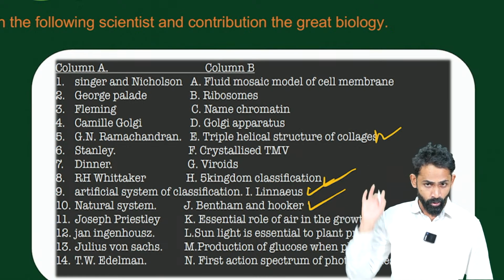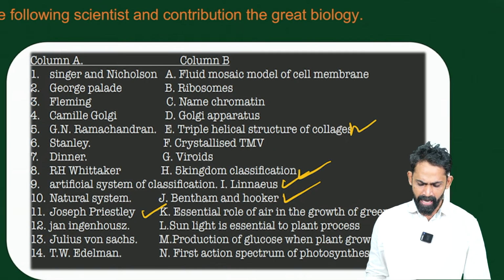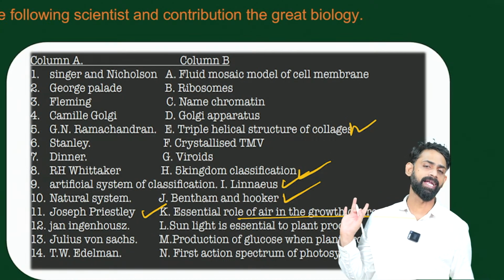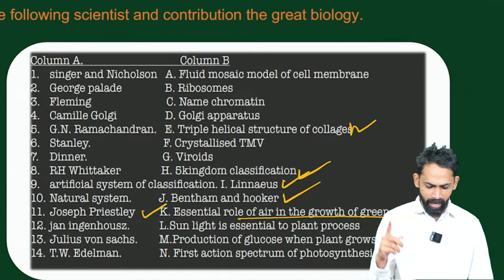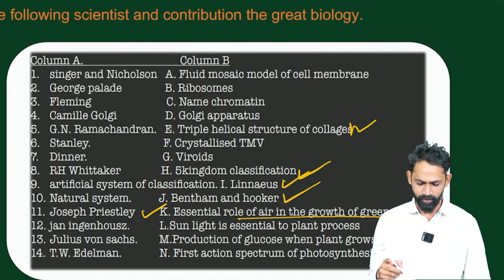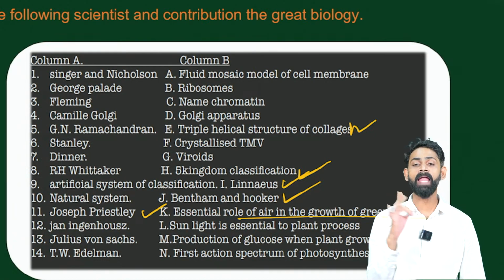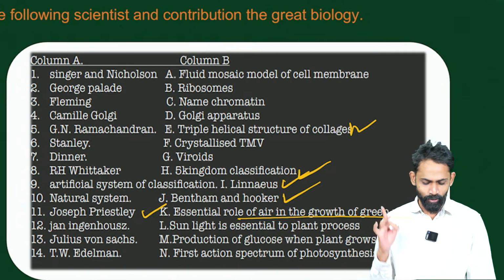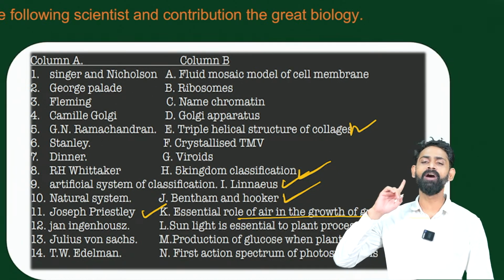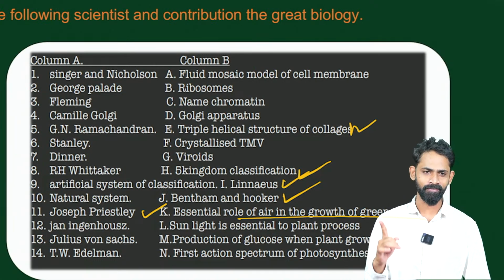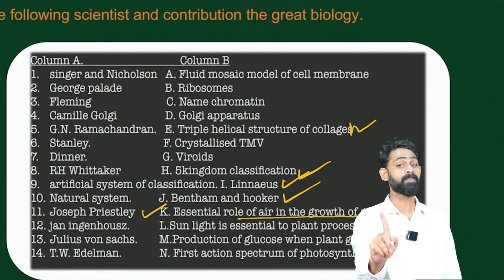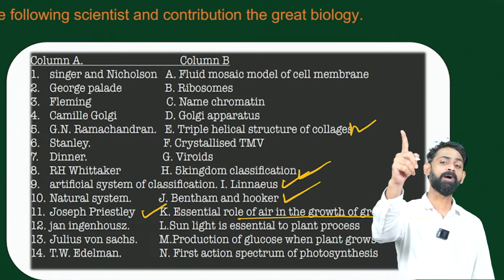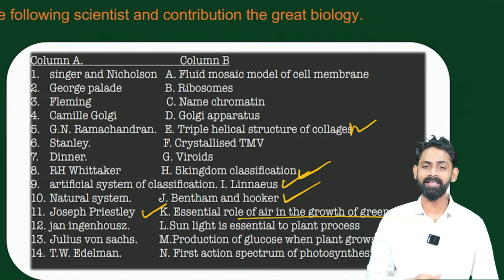Next, I enter into photosynthesis. Priestley discovered the essential role of air in the growth of green plants, the mint experiment. Jan Ingenhousz showed that sunlight is essential to plant processes. Julius von Sachs showed the production of glucose when the plant grows. Next, Engelmann, this is important: the first action spectrum of photosynthesis, not the absorption spectrum, was given by Engelmann.